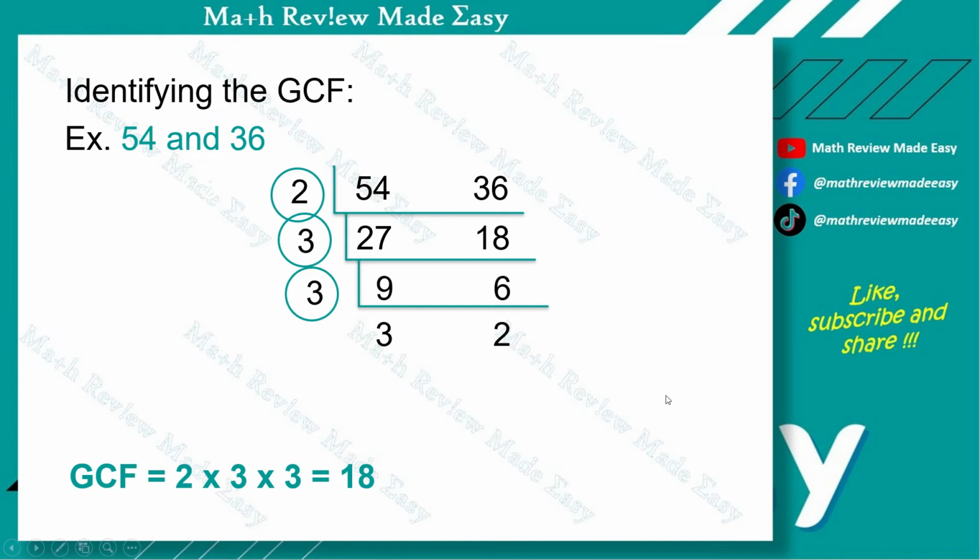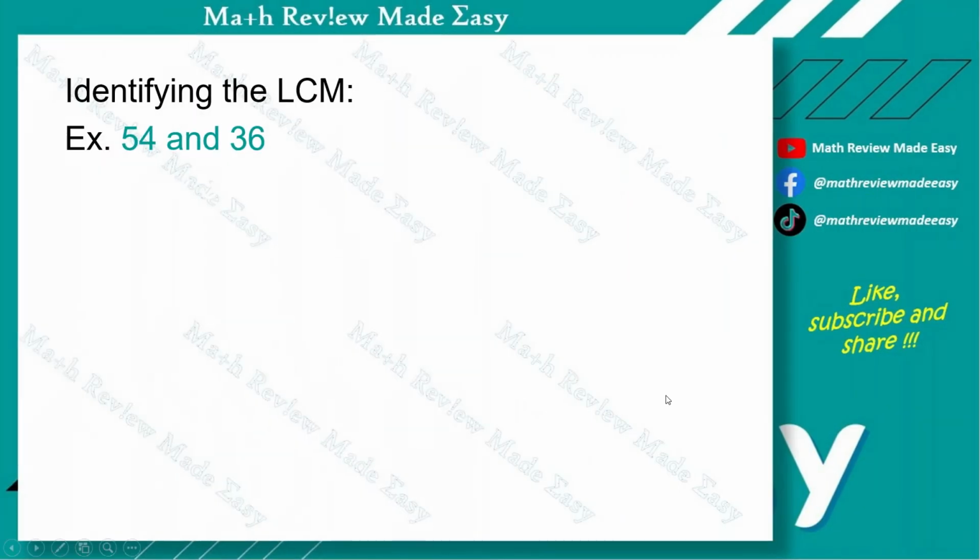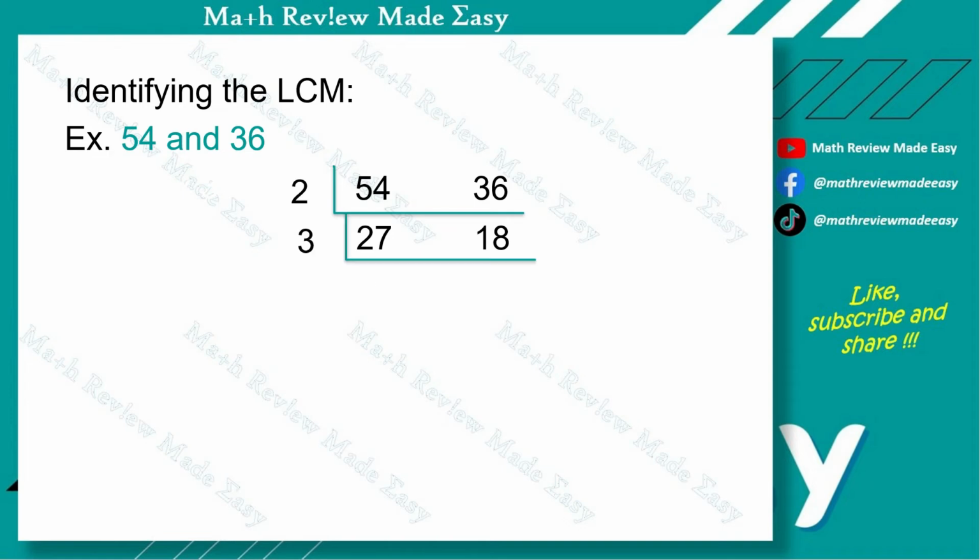How about naman sa pagkuha ng LCM or the least common multiple? We're going to use the same numbers, 54 and 36. So, same step lang ang gagawin natin. So, start ulit tayo kay 2. So, 54 divided by 2 is equal to 27. 36 divided by 2 is equal to 18. Then, 27 divided by 3 is equal to 9. 18 divided by 3 is equal to 6. 9 divided by 3 is equal to 3 and 6 divided by 3 is equal to 2.